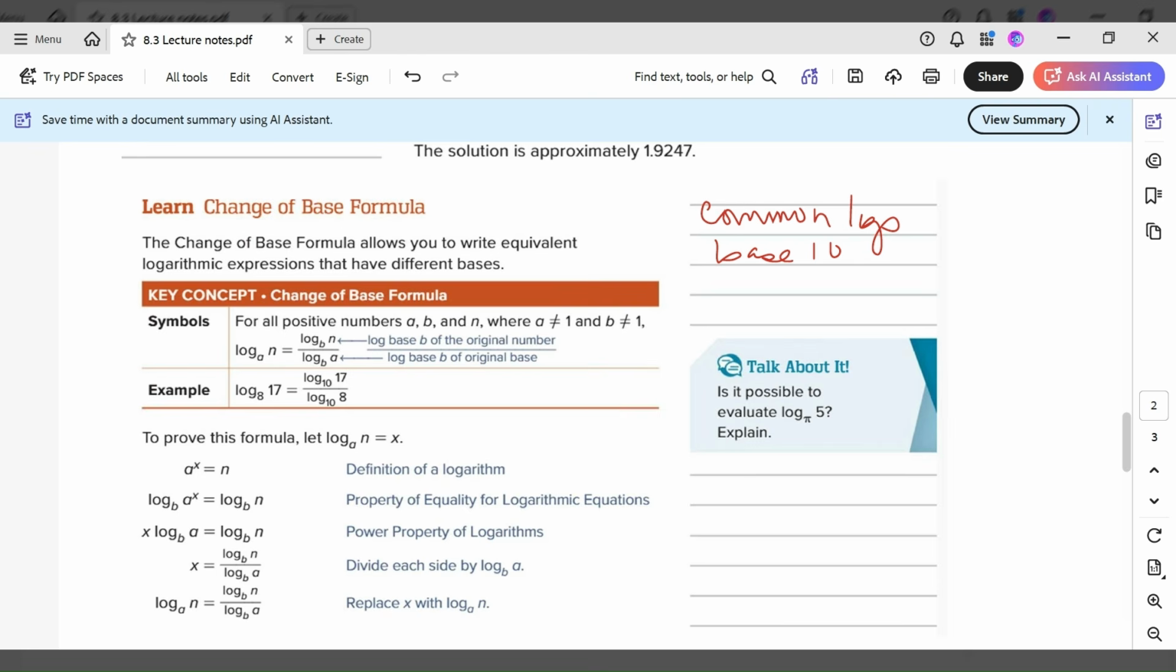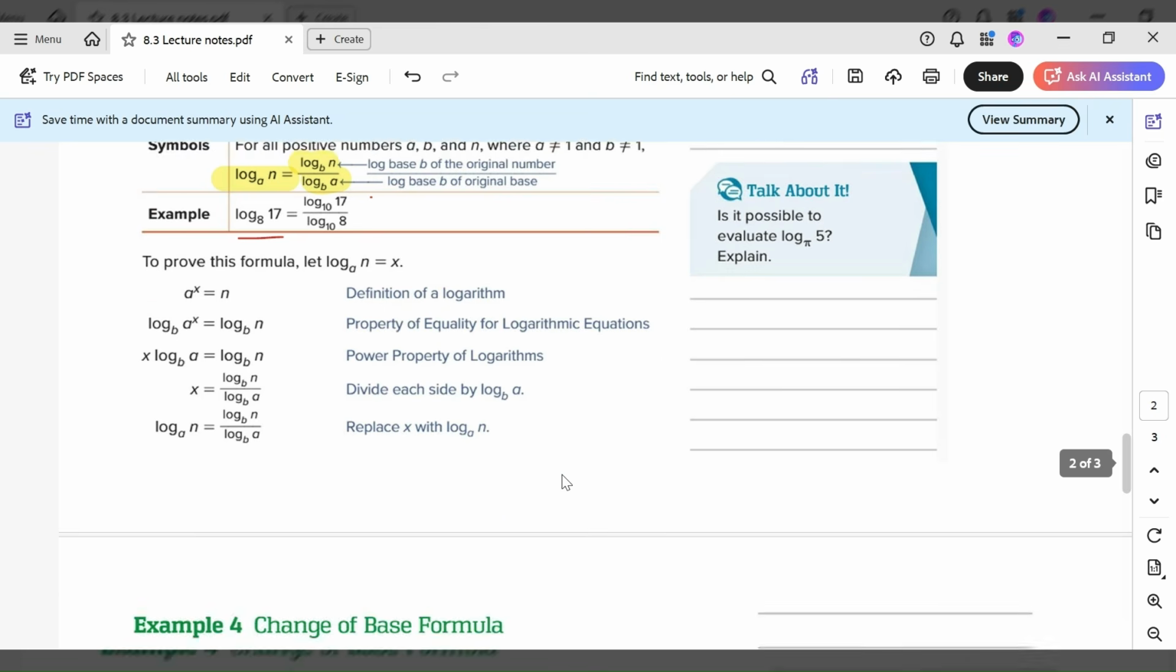So when it's not a common log, like log sub 8 of 17, you're going to convert it into the log of 17 over the log of 8, because we're going to follow this sequence of formulas, which says we're taking log base b of n, and we're going to write it as the log of n over the log of b, our original base.